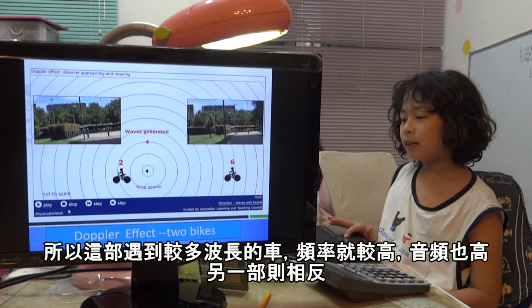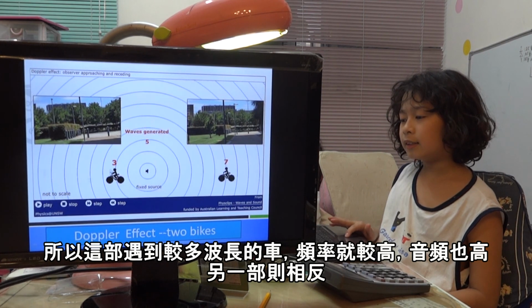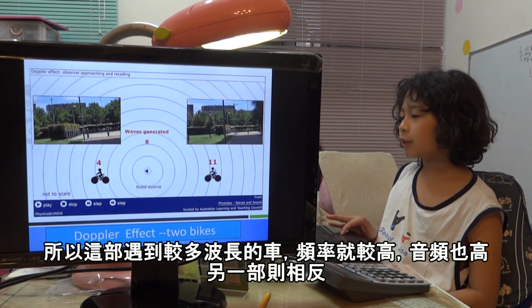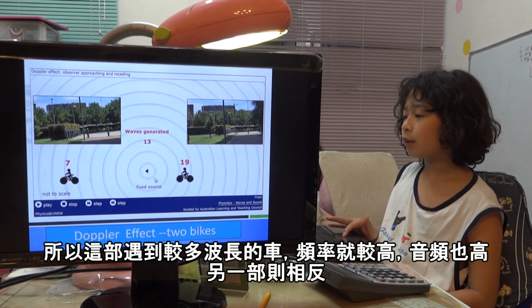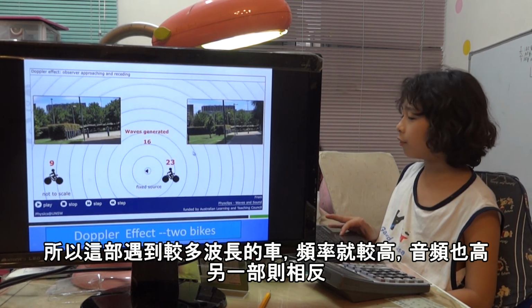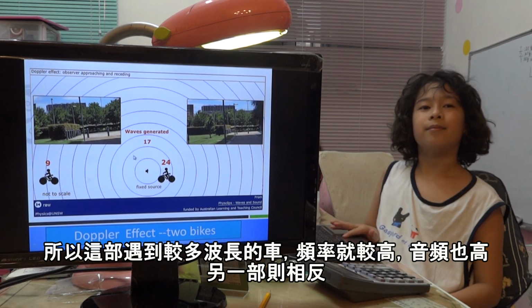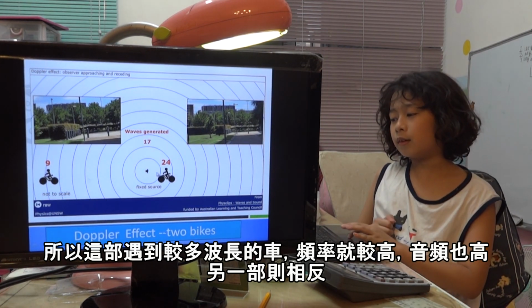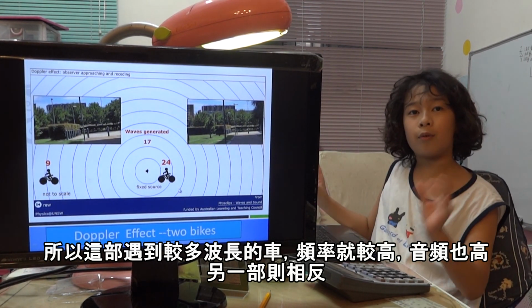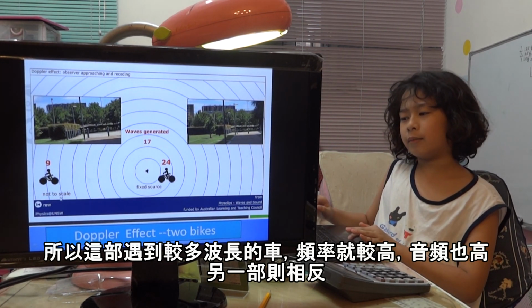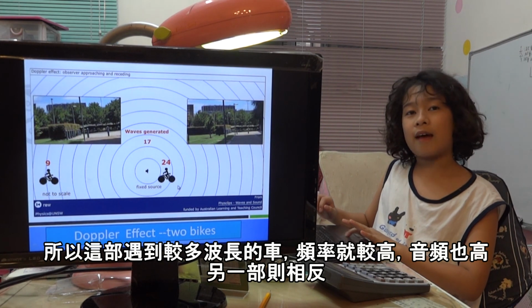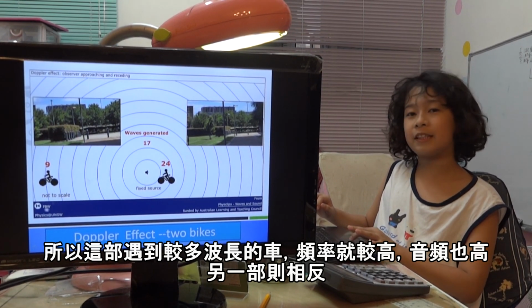So you can find until you get to 9, this is 9 and this is 24. 9, 24, 9, 24, and so on. Okay, we find that this means a lot of wavelengths, and this means a few wavelengths. So this means a high frequency and this means a low frequency. So they have higher frequency, they have lower frequency, they have higher pitch, they have lower pitch.